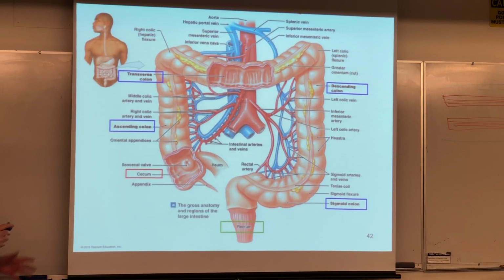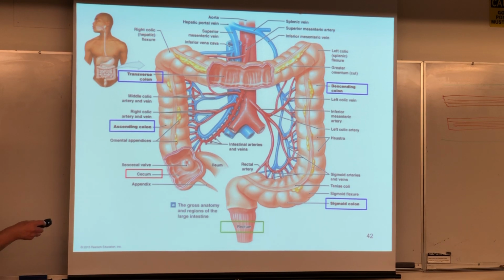All right, large intestine. How many different regions do you think there are to the large intestine? How many different sections are there of a colon? Four. Yeah, there you go. So our large intestine has three major regions: the cecum, the colon, and then the rectum.